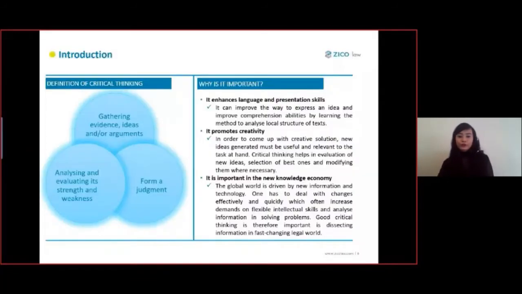And now we go to critical thinking skills. When I was searching for the definition of critical thinking skills, I can tell you now that there is not a lot of definition and all of the definitions are different. But the key themes about critical thinking is that there are always only three components. First, you need to gather information. Second, you need to analyze and evaluate the information and the legal knowledge that you have gathered. And third, you need to form a judgment.